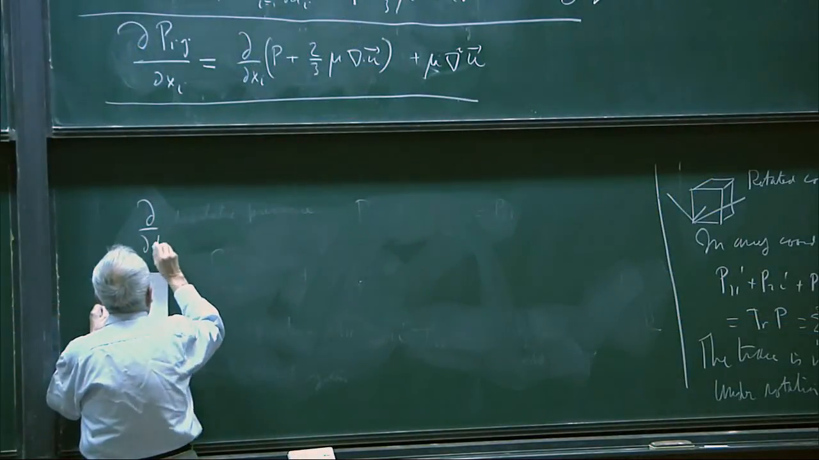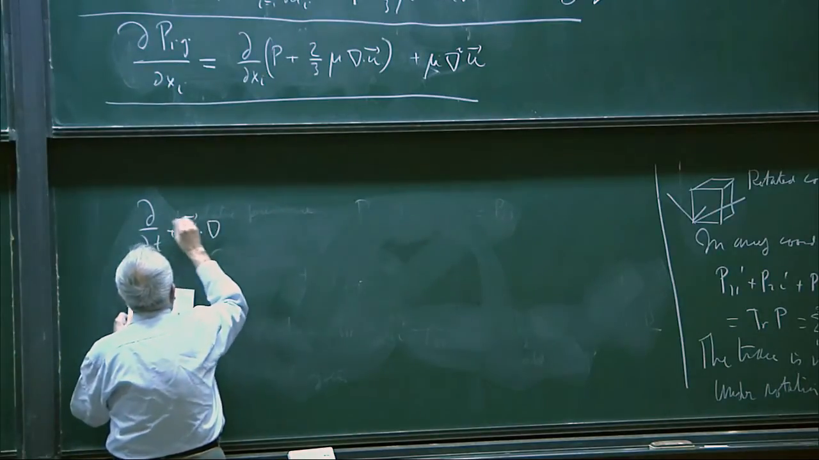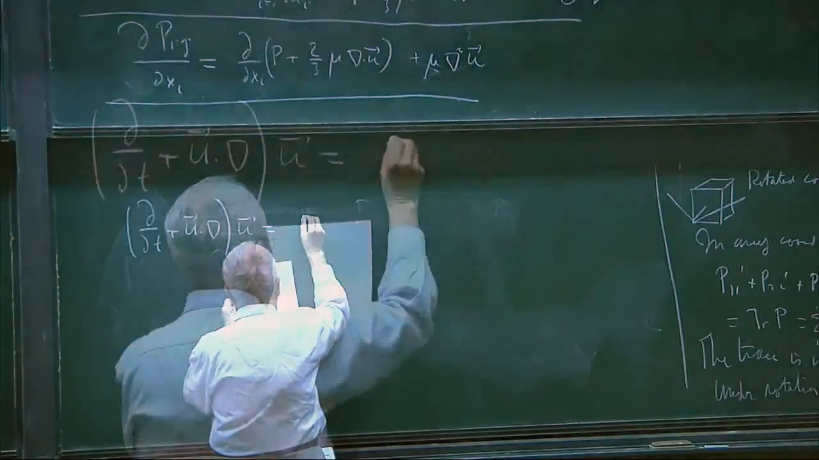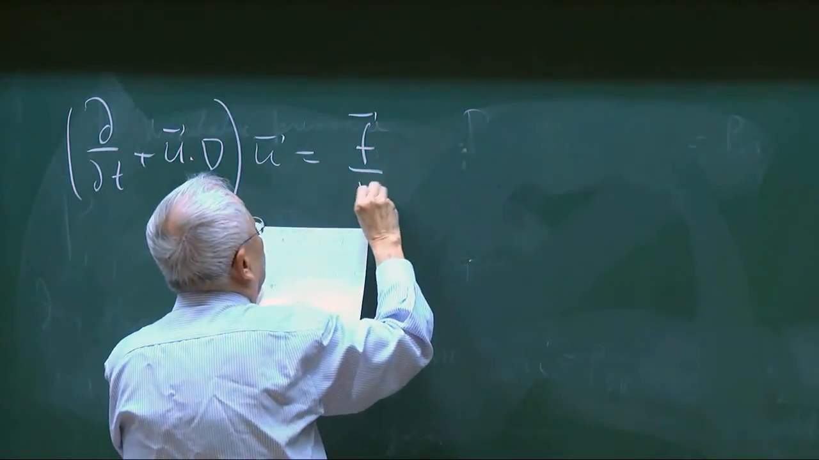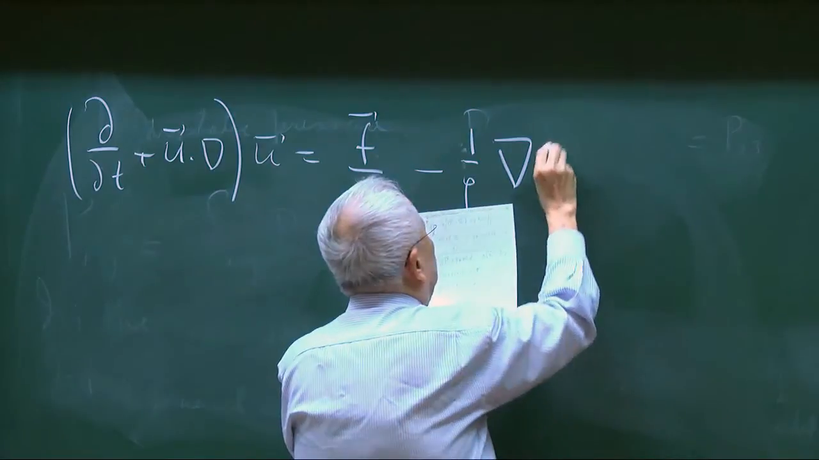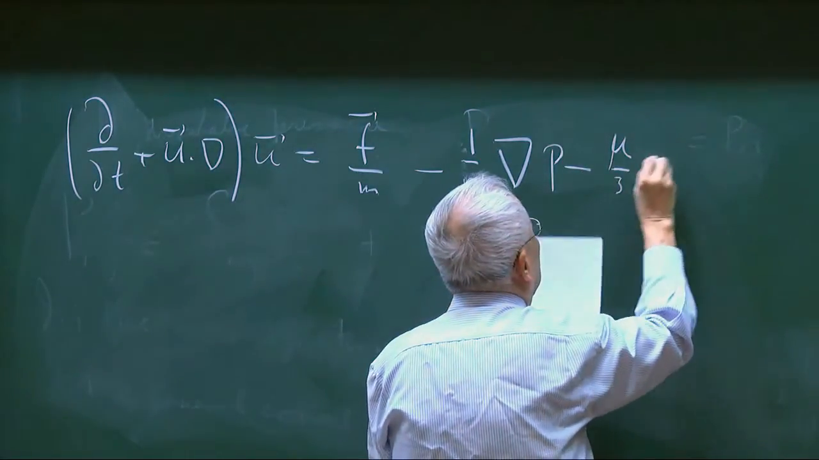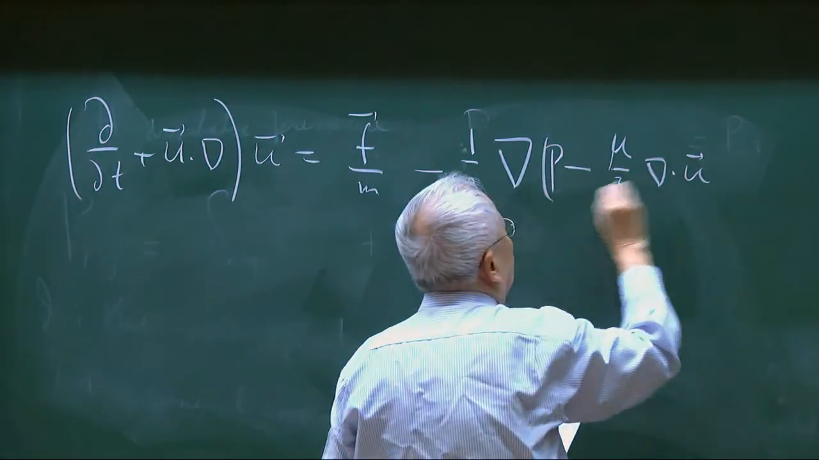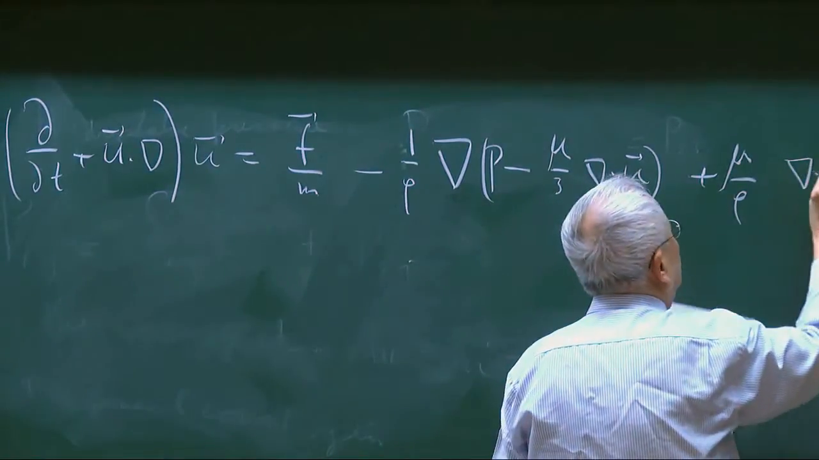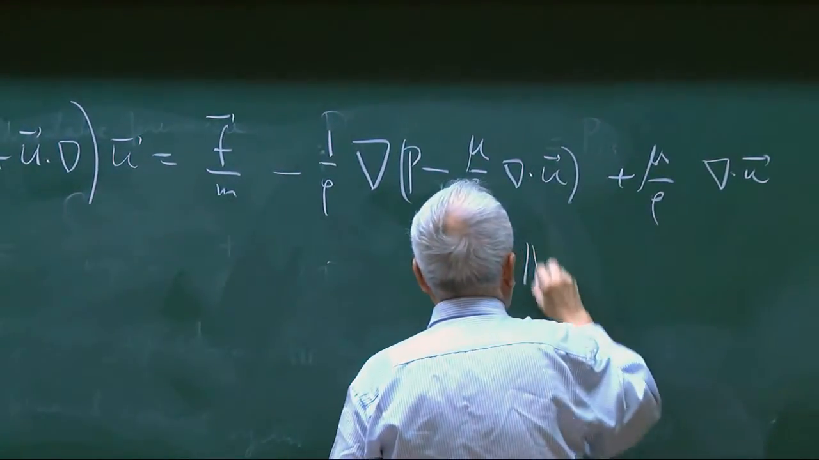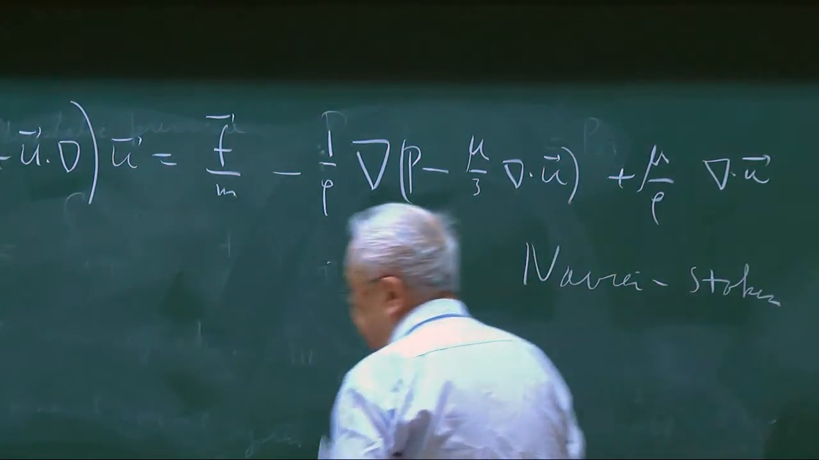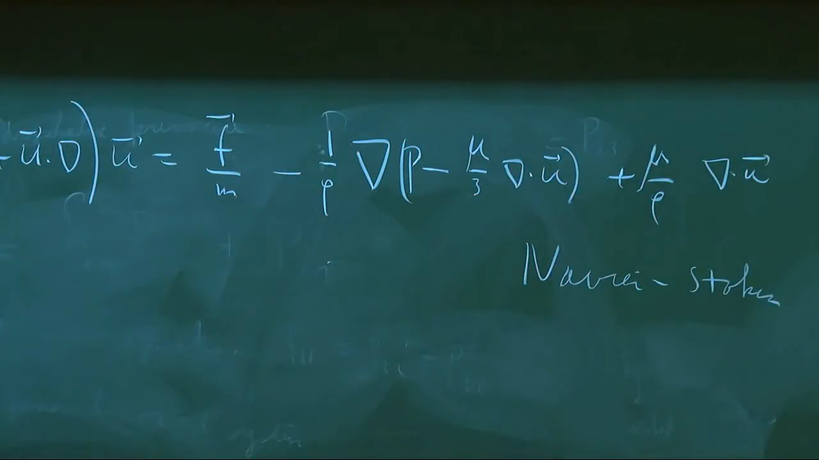(d/dt plus u dot gradient) u is equal to f over m minus 1 over rho gradient of p minus mu over 3 rho gradient of divergence of u plus mu over rho Laplacian of u. And this is the Navier-Stokes equation. And we have derived it in general for all liquids, not just a dilute gas, from Newton's mechanics.